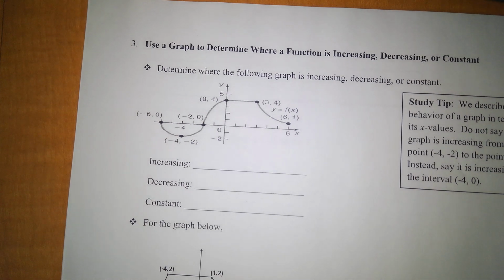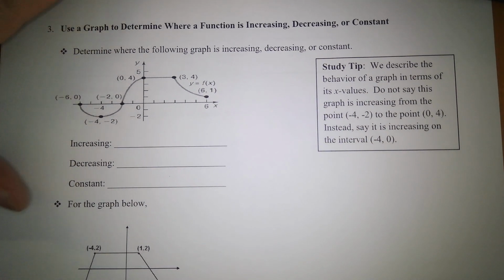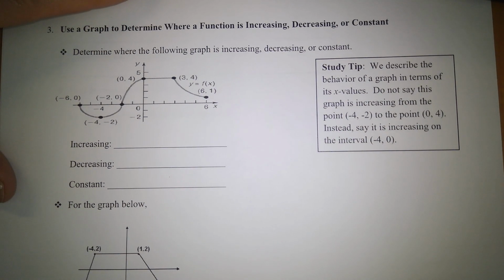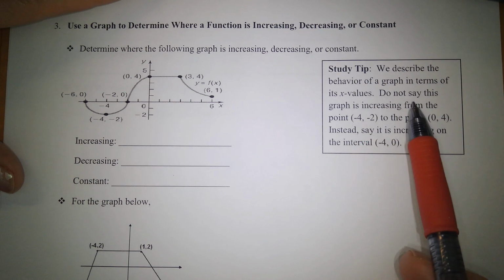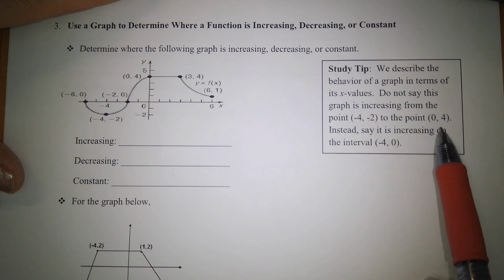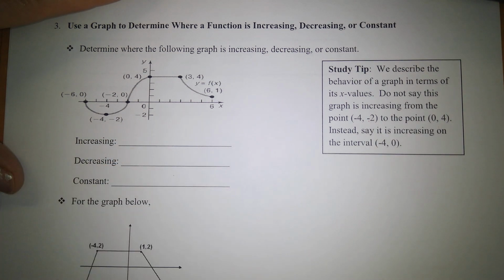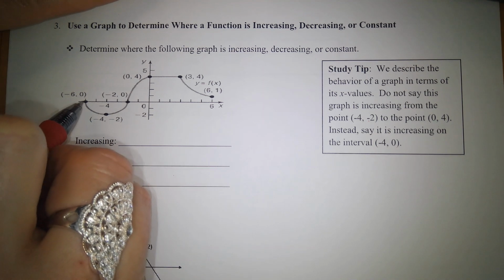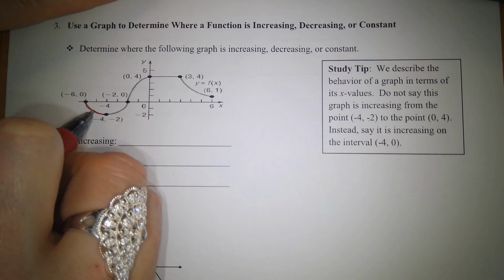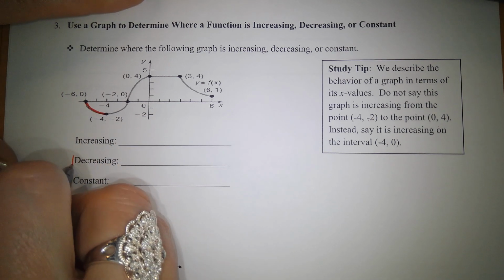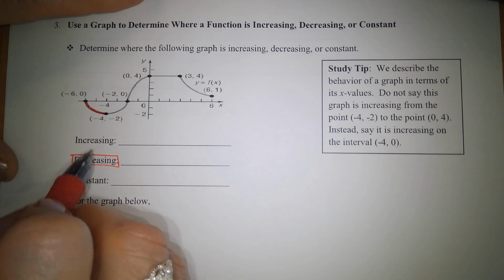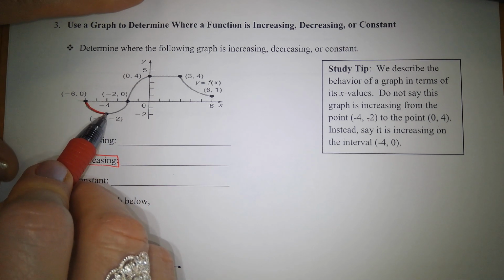So how do we use a graph to determine where a function is increasing, decreasing, or constant? So we have this graph here, and we're going to determine where it is increasing, decreasing, or neither. We describe the behavior of a graph in terms of its x values. We do not say this graph is increasing from this point to this point. So for example, over here, the graph starts off on the left-hand side. This part right here is what we call decreasing. So anything in red is going to be decreasing. It is decreasing between this point to this point.